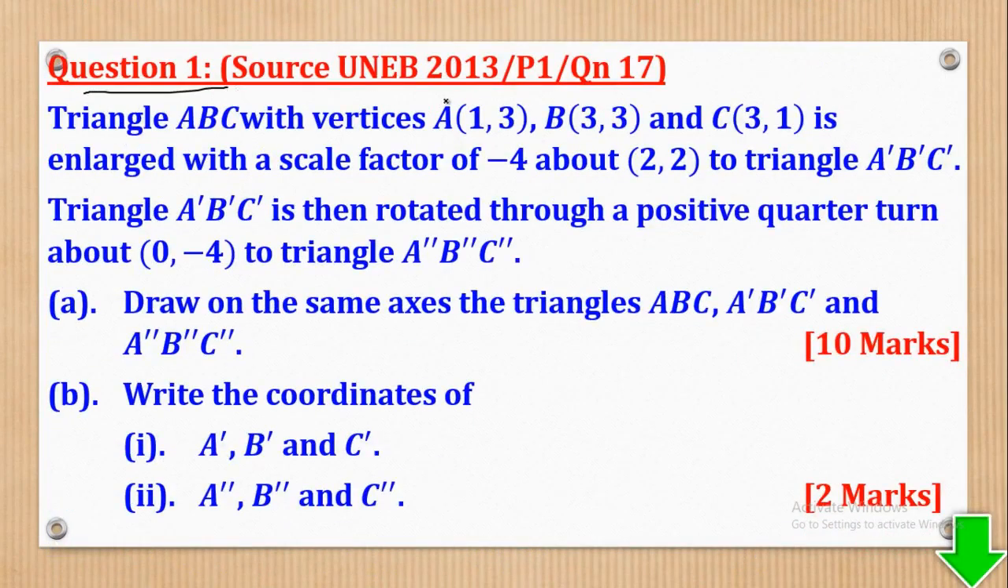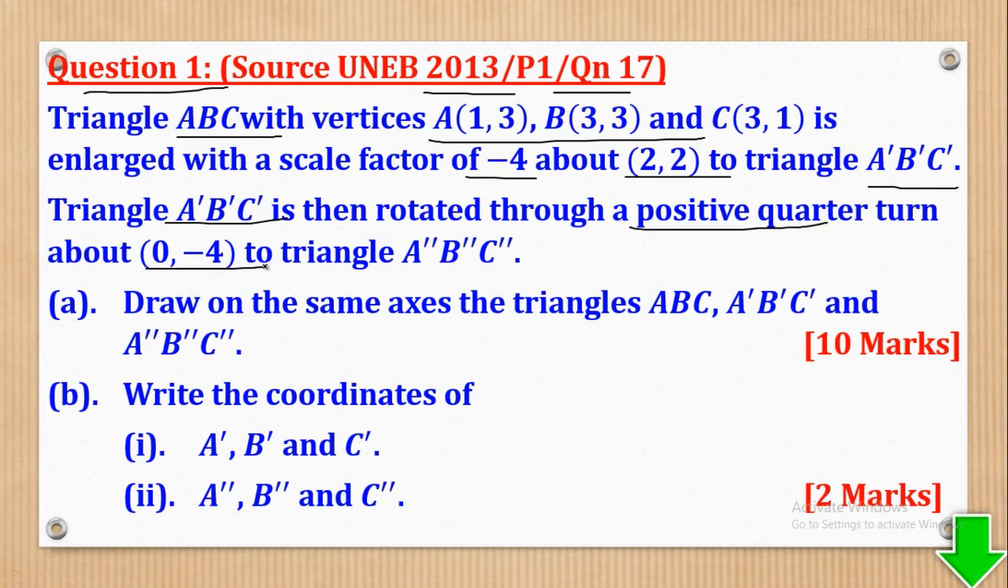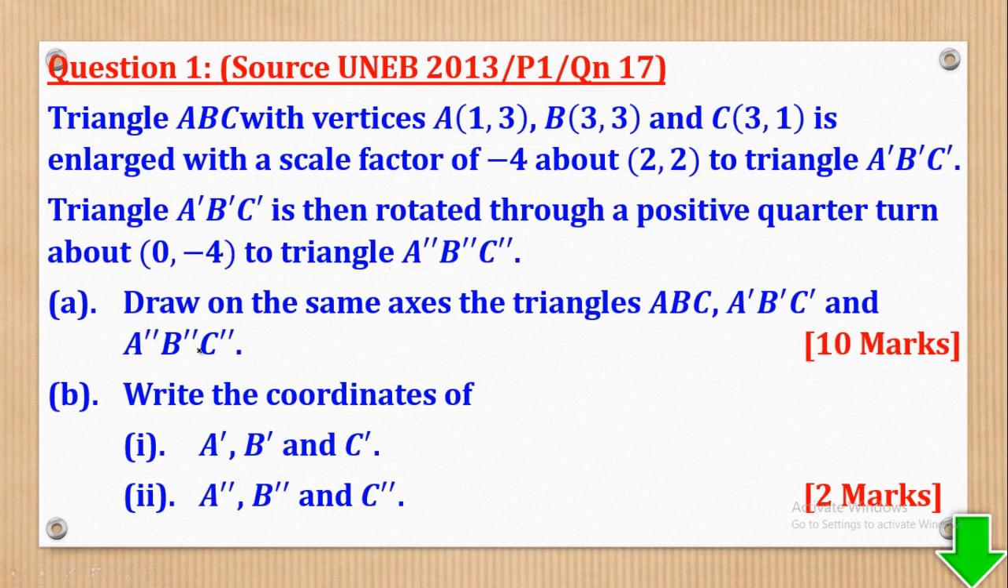So question 1 came from UNEB 2013 paper 1 question 17 and says triangle ABC with these vertices is enlarged with a scale factor of -4 about 2, 2 as the center to triangle A prime, B prime, C prime. Then this triangle A prime, B prime, C prime is rotated through a positive quarter turn about 0, -4 as the center to triangle A double prime, B double prime, C double prime. Then part A, draw on the same axis the triangles ABC, A prime, B prime, C prime, and A double prime, B double prime, C double prime. So let's first do that. Then part B, they want you to state their coordinates.